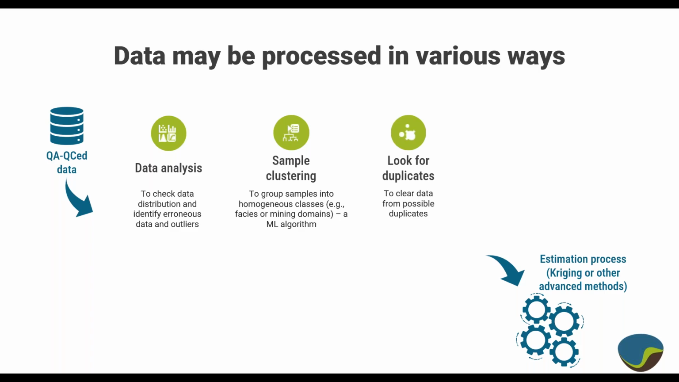We need to look for duplicates in our data at some point in the overall process. If you have two samples that are located at exactly the same coordinates and you end up going to kriging, you will get an error. It's not allowed to have two samples at the same location. The kriging equations can't be solved.